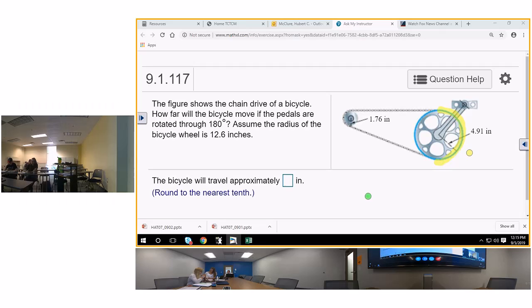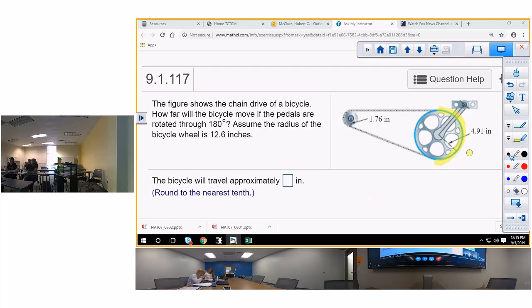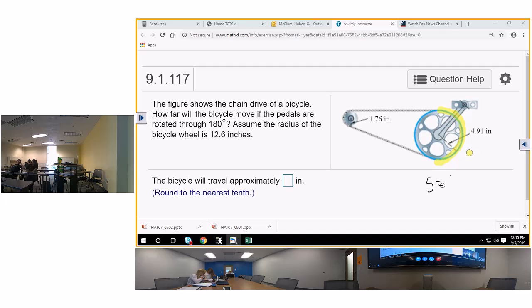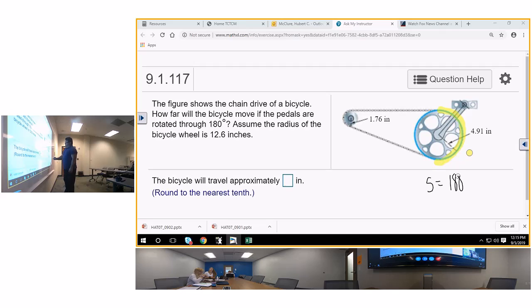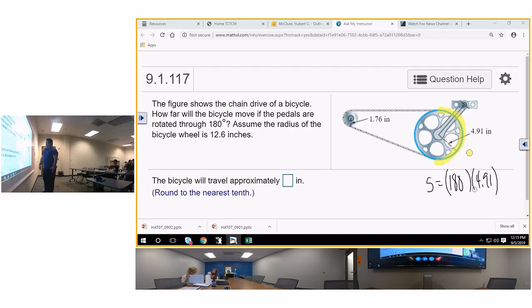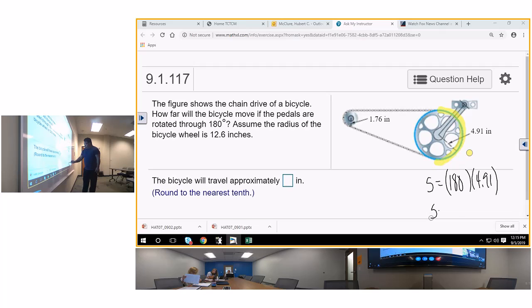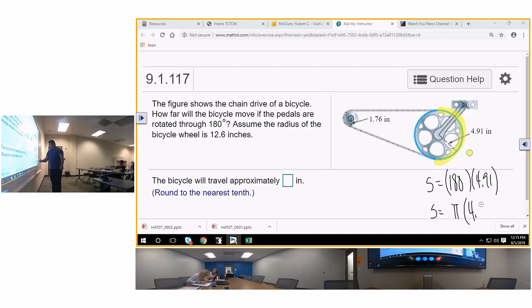4.91. And we know this is 180 degrees. So S is equal to 180 degrees times 4.91. And we know that 180 degrees is pi, right? So S is equal to pi times 4.91. And somebody give me that distance.